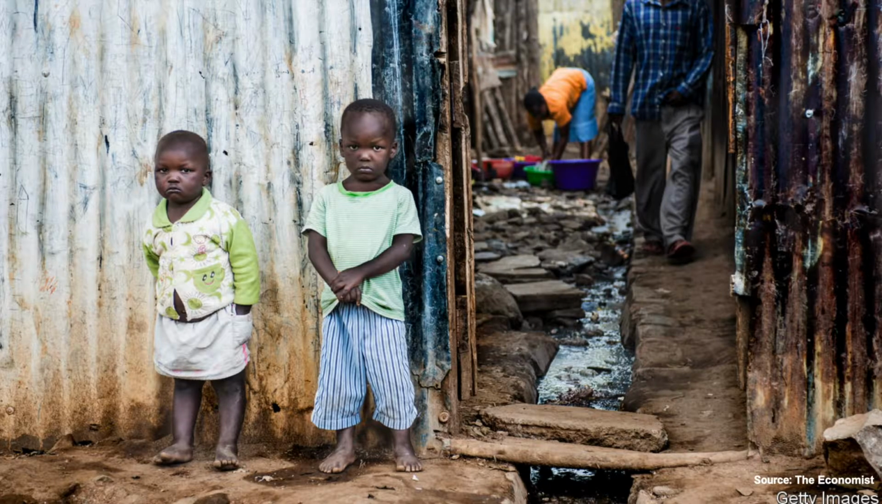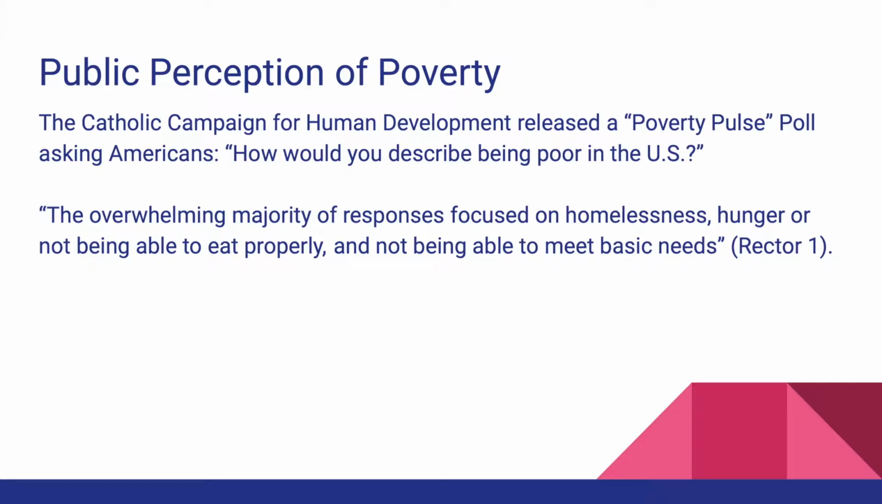When it comes to understanding poverty, it is first important to be able to recognize it. This is the Google image that comes up for the search term poverty. This, to many, is the epitome of poverty. The Catholic Campaign for Human Development attempted to understand the American perception of poverty for the public. They released a poll asking, how would you describe being poor in the United States? Robert Rector summarized the data of the responses by saying, the overwhelming majority of responses focused on homelessness, hunger, or not being able to eat properly, and not being able to meet basic needs.